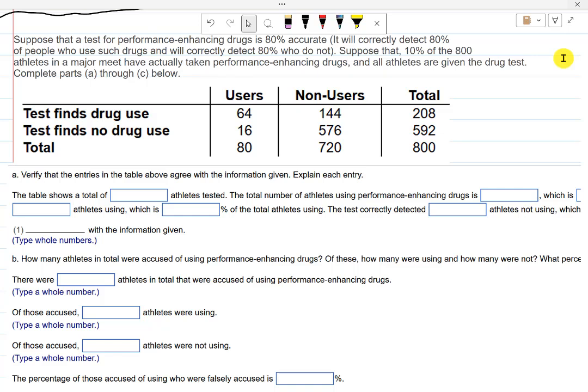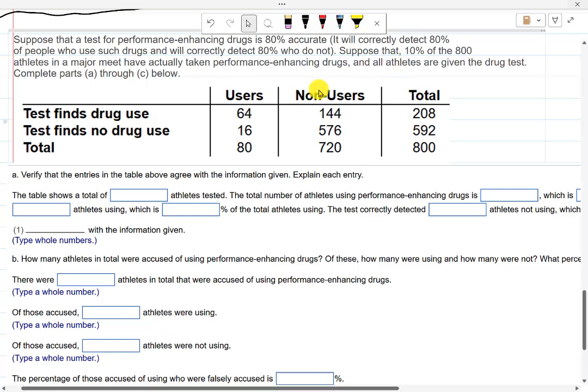Here's another test that's given to people to find whether they're taking performance-enhancing drugs or not. So we have a test that's 80% accurate. It will correctly detect 80% of the people who use such drugs and will correctly detect 80% of those who do not. Suppose that 10% of the 800 athletes at a major meet have actually taken performance-enhancing drugs. So that's these 80 people right here. And all athletes are given the drug test. So that's the 800 here. Then we're to complete parts A through C.